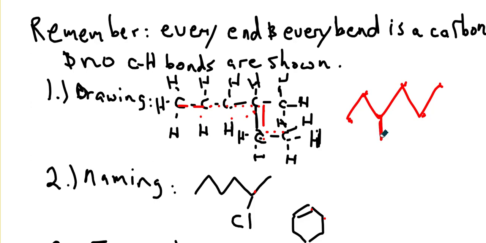So I don't show any of the H's. None of those get drawn, but I do show this one extra group sitting there. That's one way to draw it.